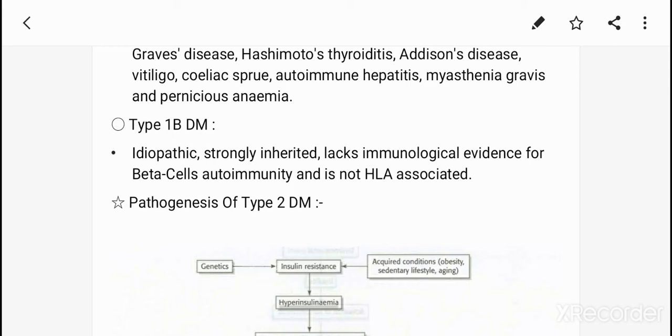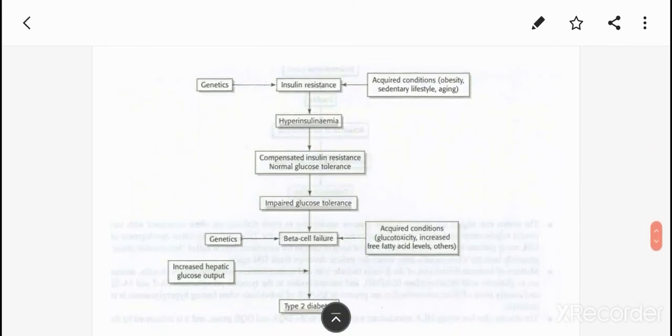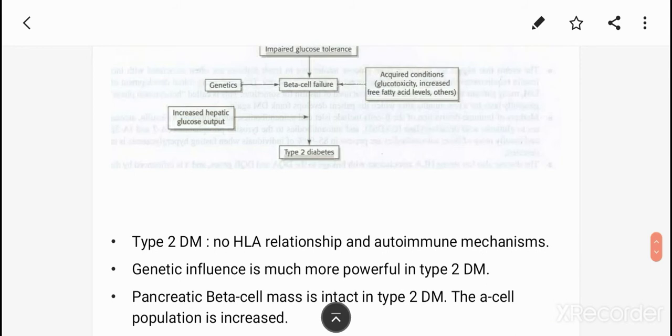Now let us look into the pathogenesis of type 2 DM. In type 2 DM, the main center point is insulin resistance, right? So here we can see in this chart, this insulin resistance may occur due to a genetic factor, or it may be due to acquired conditions like obesity, sedentary lifestyle, or aging. This insulin resistance then causes hyperinsulinemia, which further causes compensated insulin resistance and normal glucose tolerance. After that, we have impaired glucose tolerance, followed by beta cell failure. So let us explain this chart.